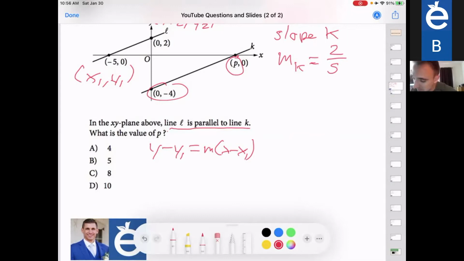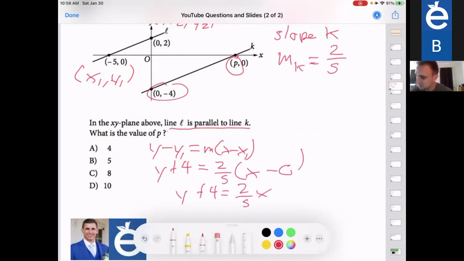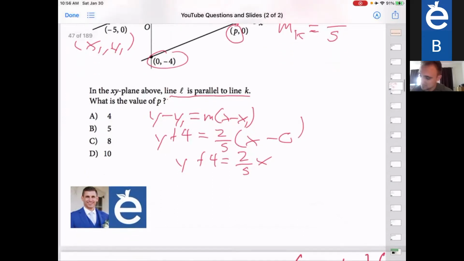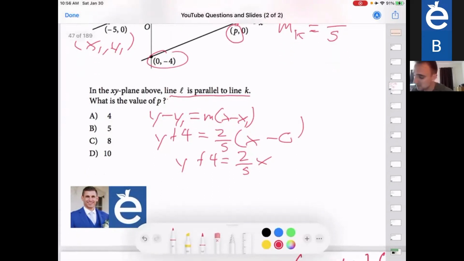So Y minus Y1 would be Y minus negative 4. So Y plus 4 is equal to M, which I know is 2/5, times X minus my X term, 0. So I get Y plus 4 is equal to 2/5 X, or 2X over 5, however you want to write it. And then if I bring that over, my equation I can tell now is 2/5 X minus 4.